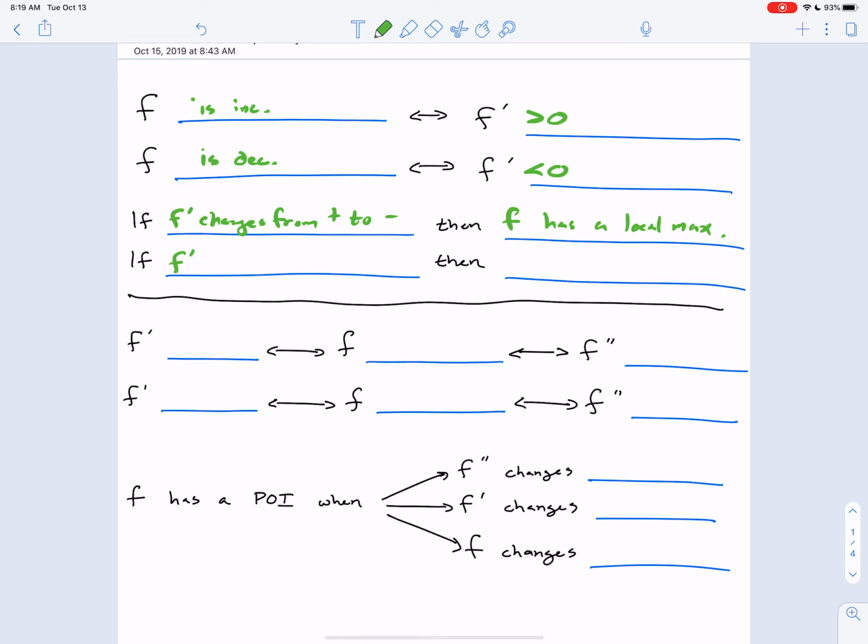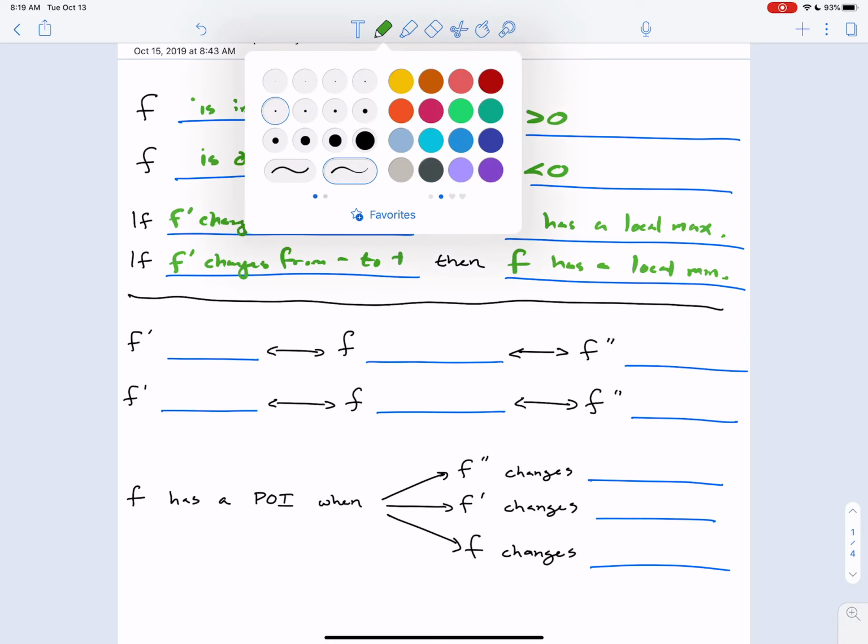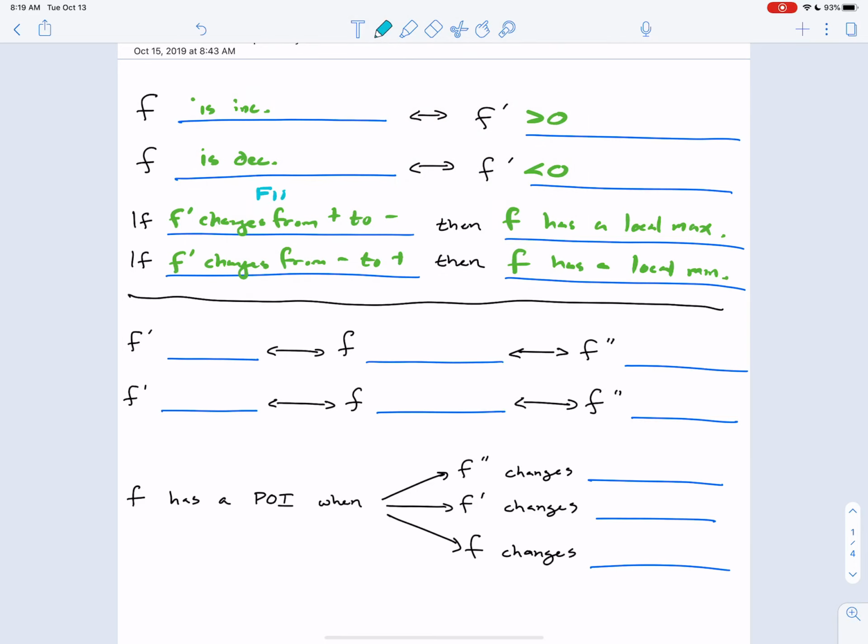If f prime changes from negative to positive, then you're going from decreasing to increasing, so f has a local minimum. We call that the first derivative test, aka the sign chart.